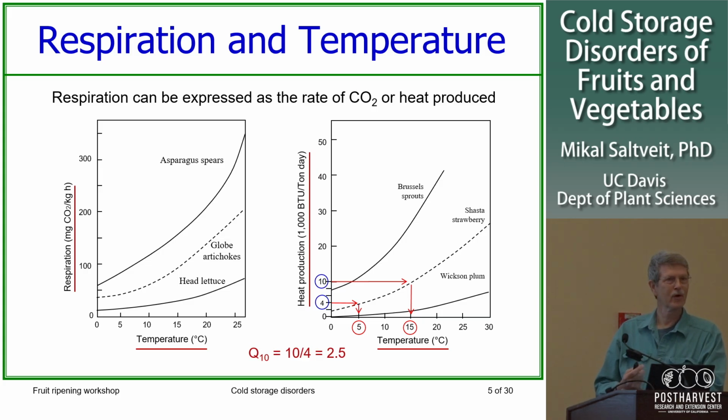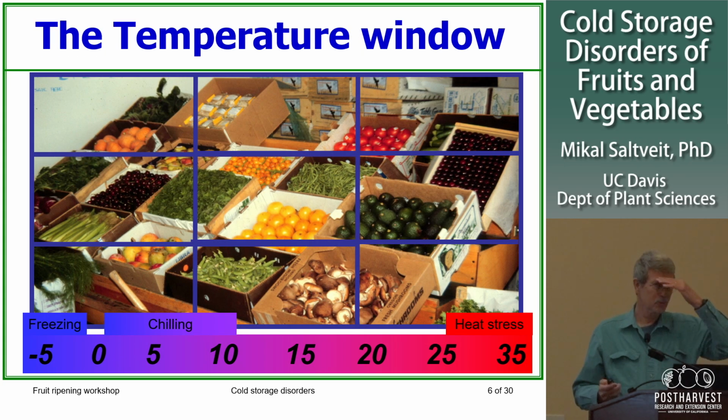2.5, right? 10 divided by 4, 2.5. So there's a temperature window for the storage of many products. We have low temperatures and warm temperatures. We rarely ever see an effect because the temperature is too high. Usually, any adverse effect because of storage is because the temperature is too low.